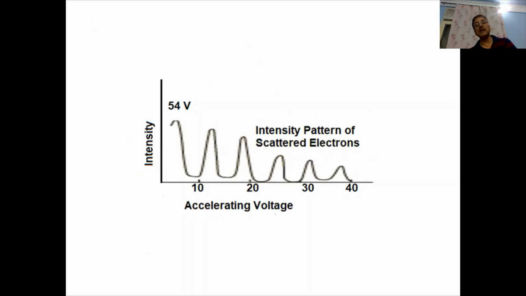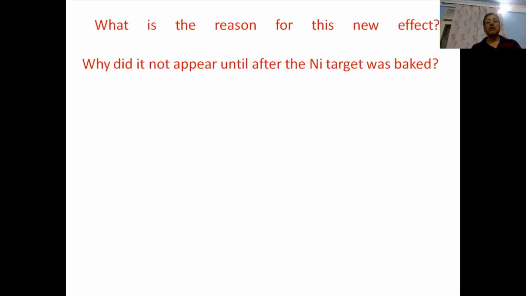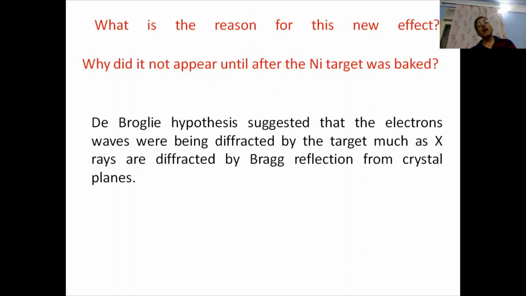This is how the maxima and minima are observed when a plot is made between the intensity and the accelerating voltage. Now, what is the reason for this new effect of maxima and minima in the scattered electron beam? Why did it not appear until the nickel target was baked? Now, let us see this. The de Broglie hypothesis suggested that the electron waves were being diffracted by the target much as X-rays are diffracted by Bragg reflection from crystal planes.